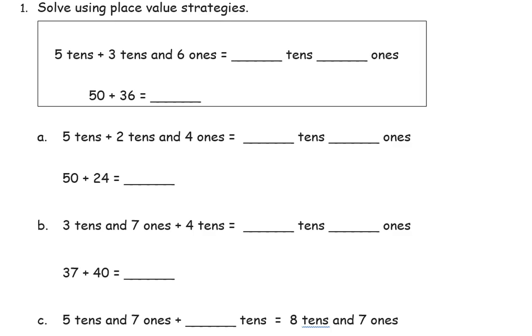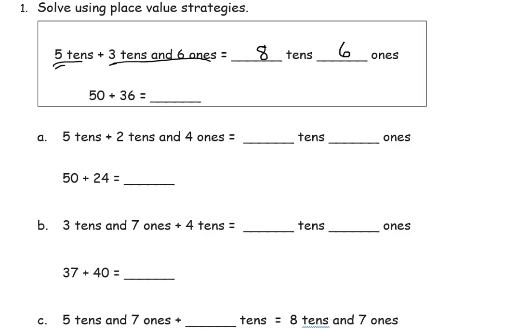For example, in my sample box, I have 5 10s, and to that I'm going to add 3 10s and 6 1s. Since I'm not adding any 1s to this example, my 1s will stay the same. So in my answer, I'm going to show that I still have 6 1s, but I am adding 5 10s to 3 10s. That would give me 8 10s.